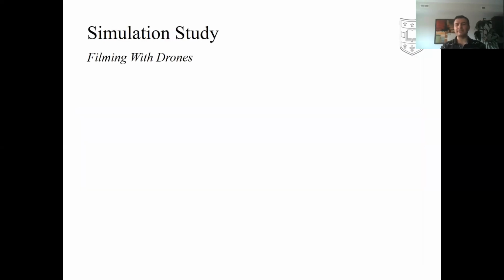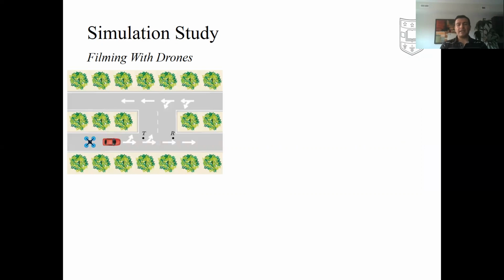In order to validate the proposed scheme, we carried out a simulation study on drones. We assume that we have a car. The car should move to the point T, then turn and continue on the other side of the road. And we have a drone that should film this movement, and the drone should move to point R, should stay at point R, and should film the turning and movement of the car. Here, the drone should fly over the road.